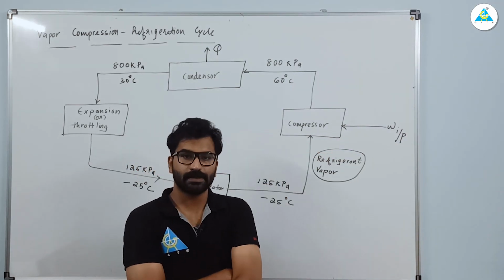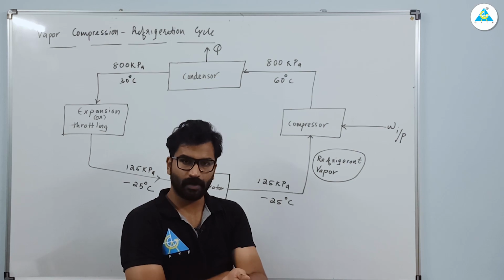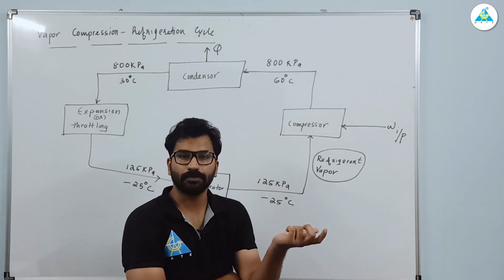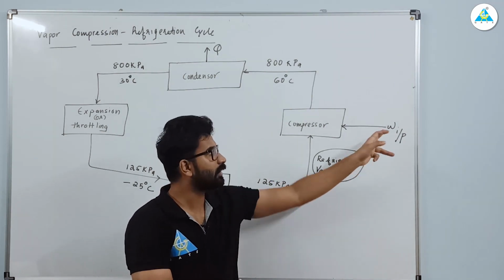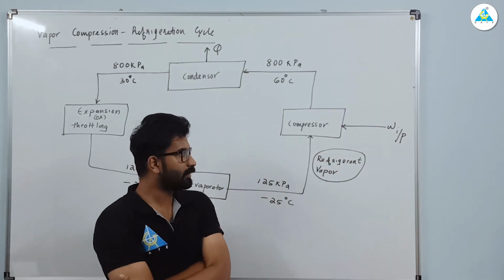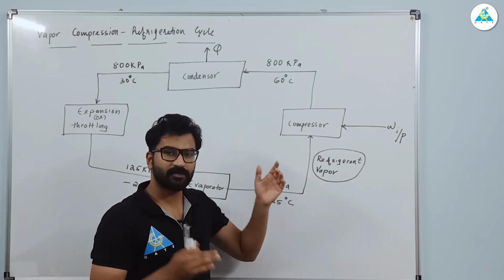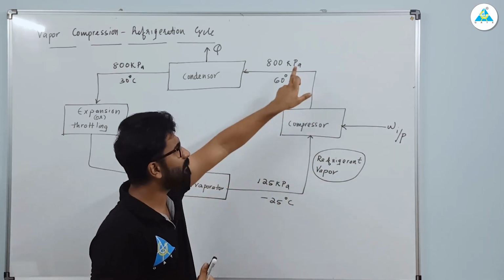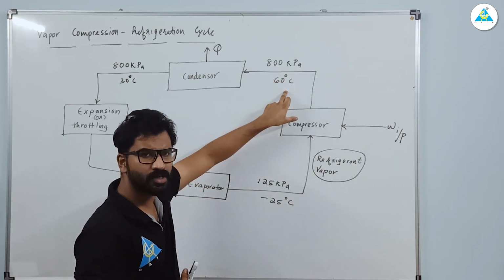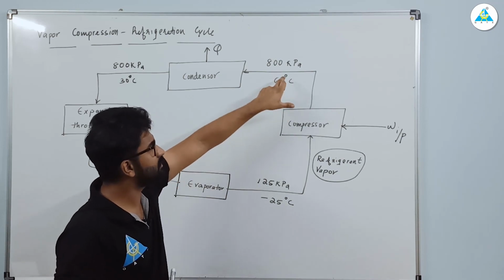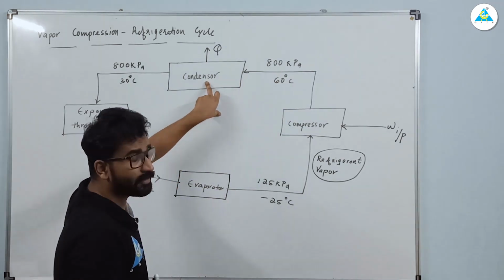If the compressor needs to do some work, we have to give some work input. Some work input is given, and this refrigerant vapor is compressed. So obviously there is an increase in pressure and temperature. This high pressure, high temperature vapor enters the condenser.